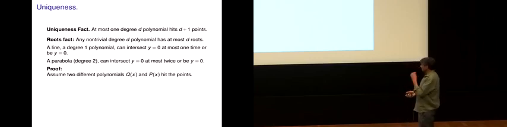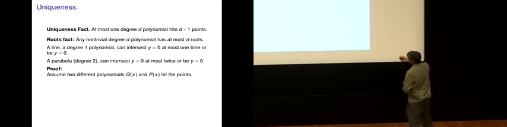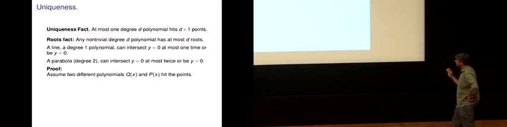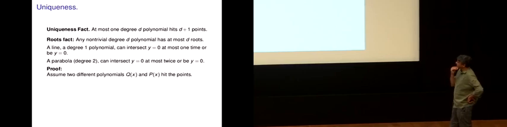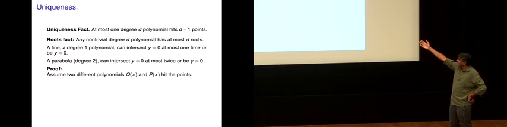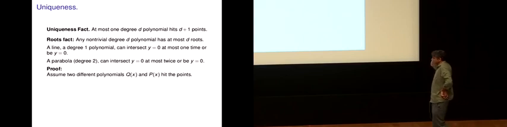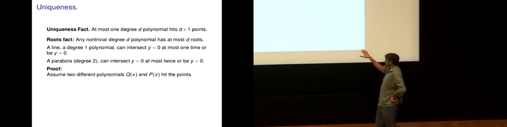Okay. Now let's just assume the roots fact. I haven't proven it yet. I'll prove it in a moment. So we'll assume two different polynomials, q of x and p of x, hit the points. So it'll be a proof by contradiction. I'm going to take the roots fact as a fact. I'm going to prove the uniqueness fact. Okay, and this is a really standard trick, right? What I'm going to do next.